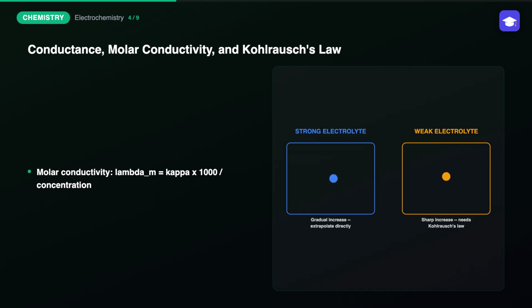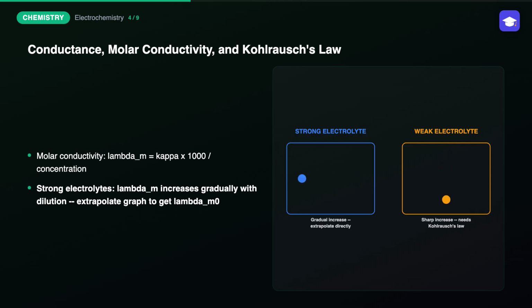Conductivity kappa measures a solution's ability to conduct electric current per unit length and cross-sectional area, and it depends directly on the concentration of ions present in that solution. Molar conductivity, lambda m, normalizes this conductivity by concentration, defined as kappa times 1000, divided by molar concentration, and it allows meaningful comparison between electrolytes of differing concentrations.